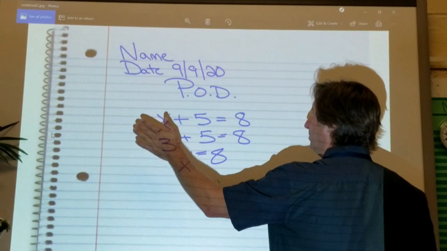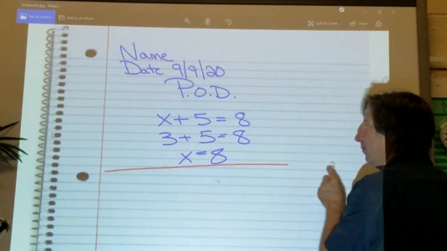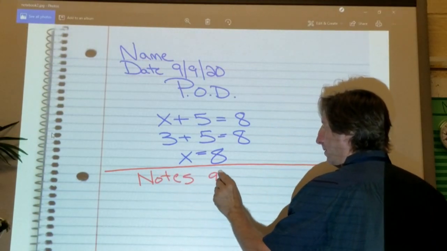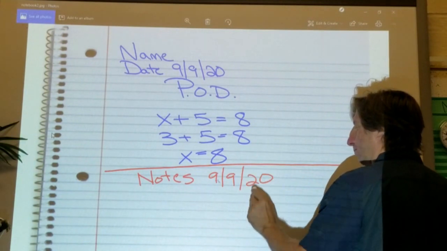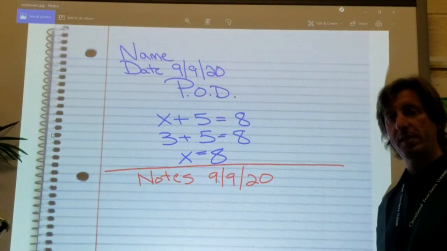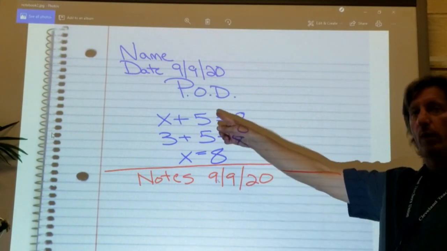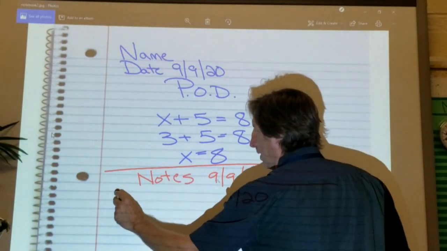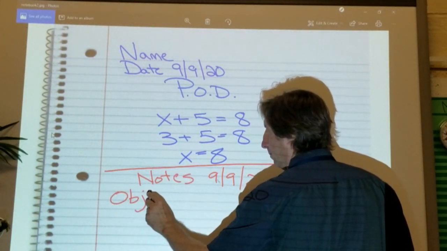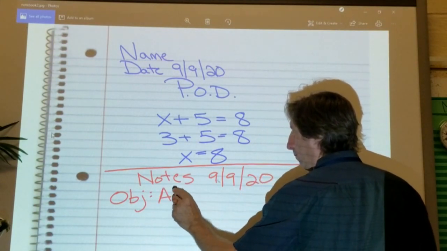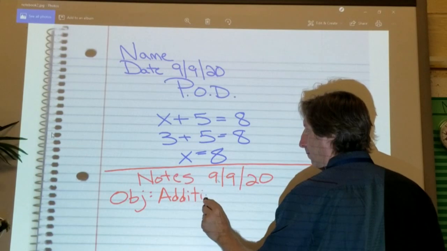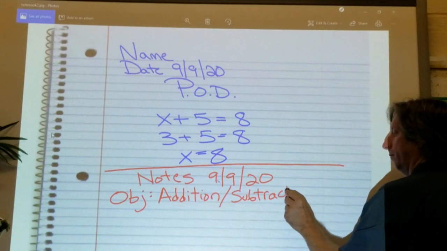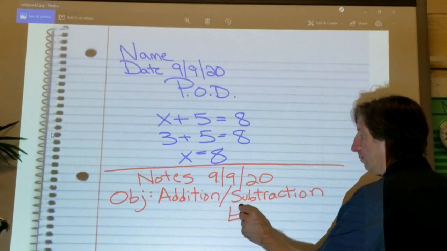After your problem of the day, right below that, I'm going to draw a line, and you're going to write notes for the day. Notes for 9/9/20. And our notes are going to be really short and simple today. We're going to learn how to do these equations, and they're called addition and subtraction equations. So write our objective for the day is addition and subtraction equations.